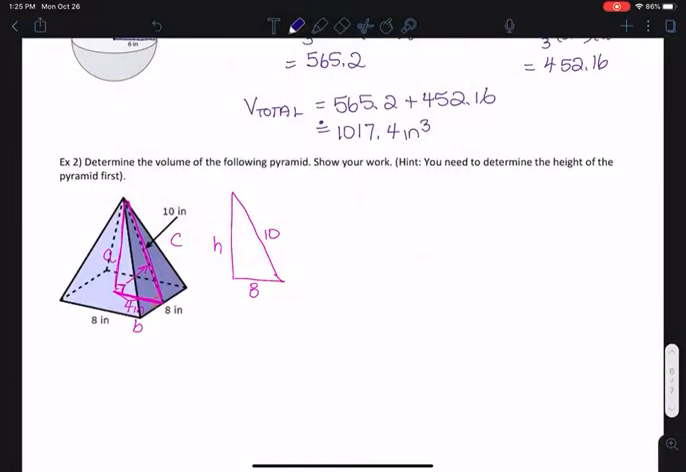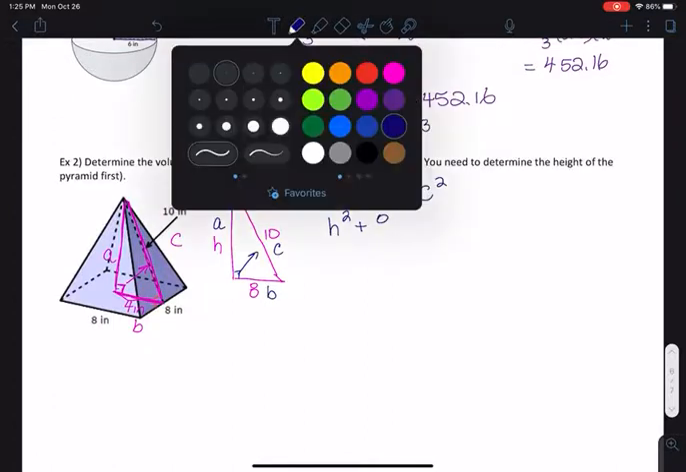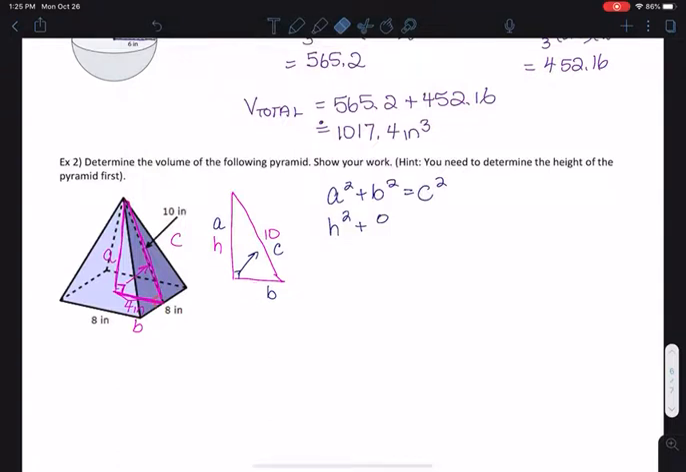So again, this is the right angle. So this is C, I call this B, and we'll call this A. So we have A squared plus B squared equals C squared. A is H, so H squared plus B is 8. No, it's not, it's 4. I drew it wrong on there. Oops, let's fix that. This is 4 inches. Took it off the diagram wrong.